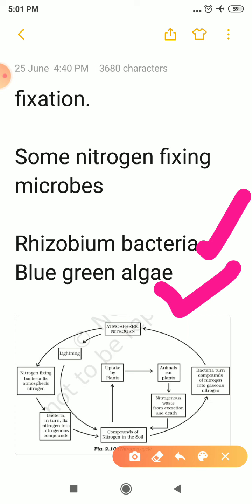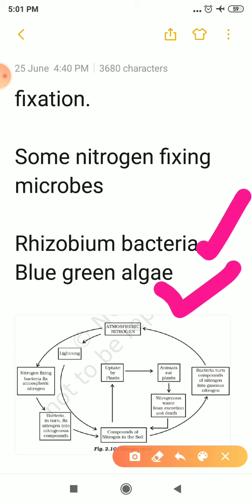These bacteria are present in the root nodules of leguminous plants, and these bacteria convert the atmospheric nitrogen into nitrogenous compounds, such as nitrites or nitrates. And these nitrites and nitrates are in a soluble form. They mix with water and they are absorbed by plants.